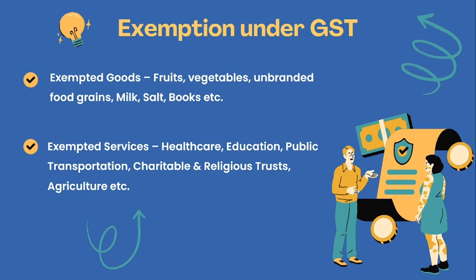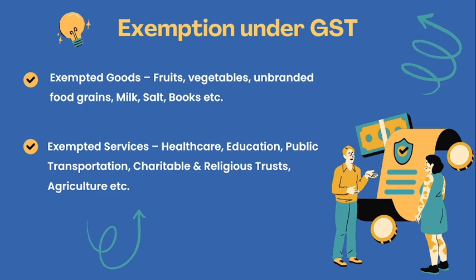Exempt goods include fresh fruits and vegetables, unbranded food grains and flour, fresh milk, eggs, salt, books, raw agricultural produce, sanitary napkins, and certain traditional items like khadi and handloom fabrics.